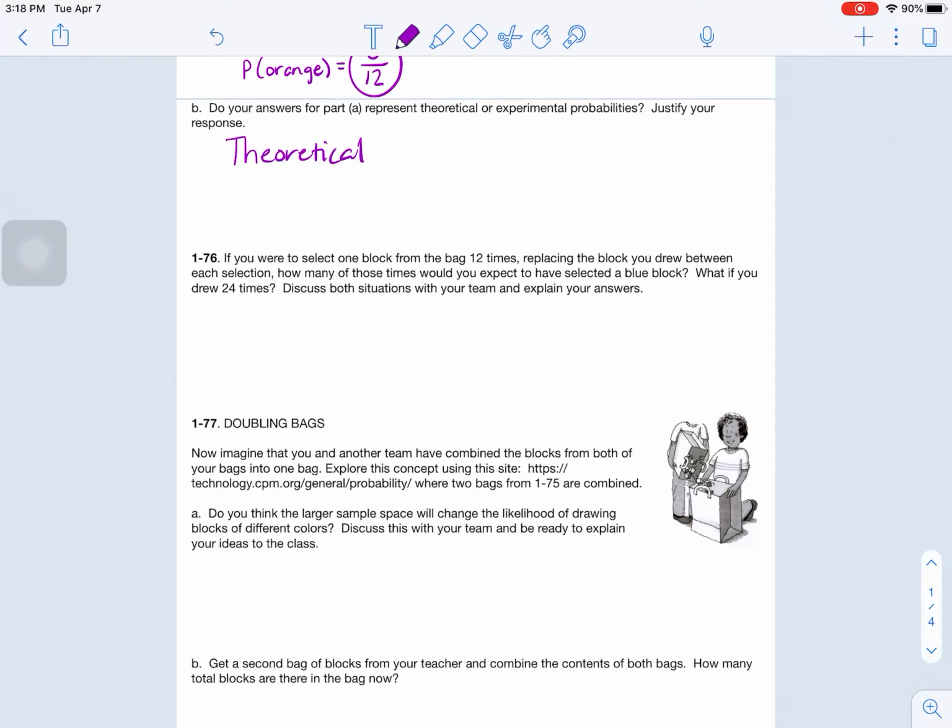If you were to select one block from the bag 12 times, and I put that block that I took out back in every time, so I didn't leave it out, I put it back in, how many of those times would you expect to have selected a blue block? What if you drew 24 times? Okay, so obviously we can't discuss this because we're not together in our teams, but this is where probability helps us with predicting. We use our theoretical probability to help us make predictions based on the math, based on the facts.